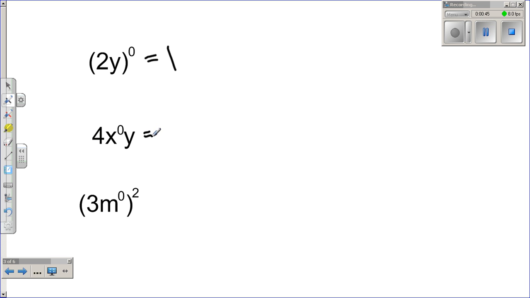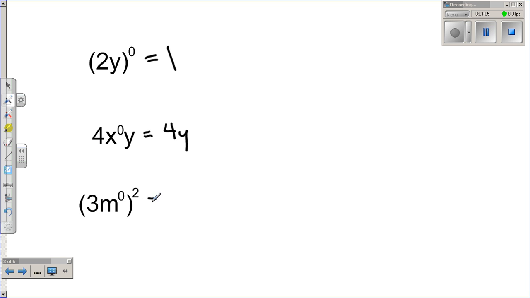Let's look at this one. I want to simplify this. See how the 0 powers with the x? That means x equals 1. So I would actually take the x away because this would be 1 times 4, which is 4. The final answer would be 4y. See how the x was 1? 1 times 4 is 4y.